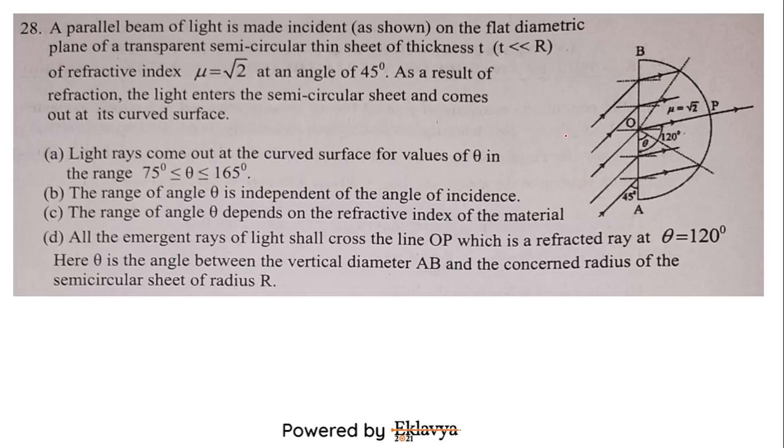So in this question, there is a parallel beam which strikes the flat diametric plane of a transparent semicircular thin sheet. So basically, it's a half disc, and on the plane surface of the half disc, a parallel beam strikes at an angle of incidence of 45 degree, and the refractive index of the material is given to be root 2.